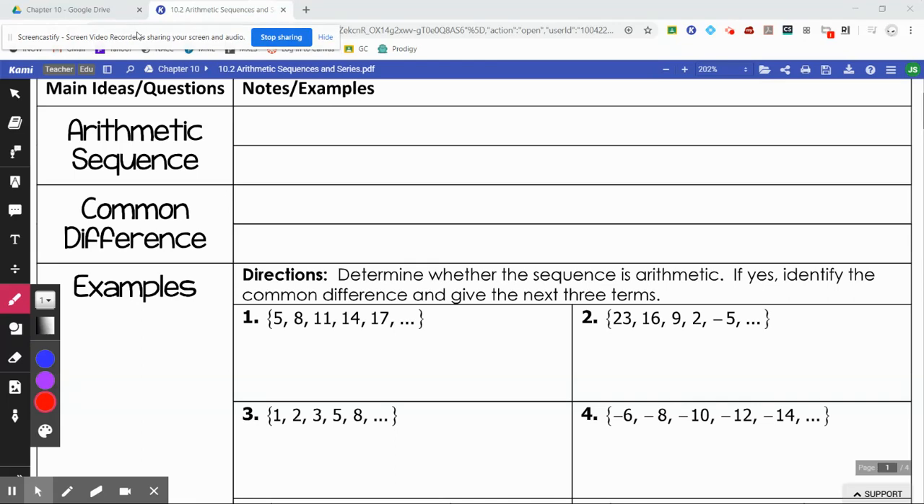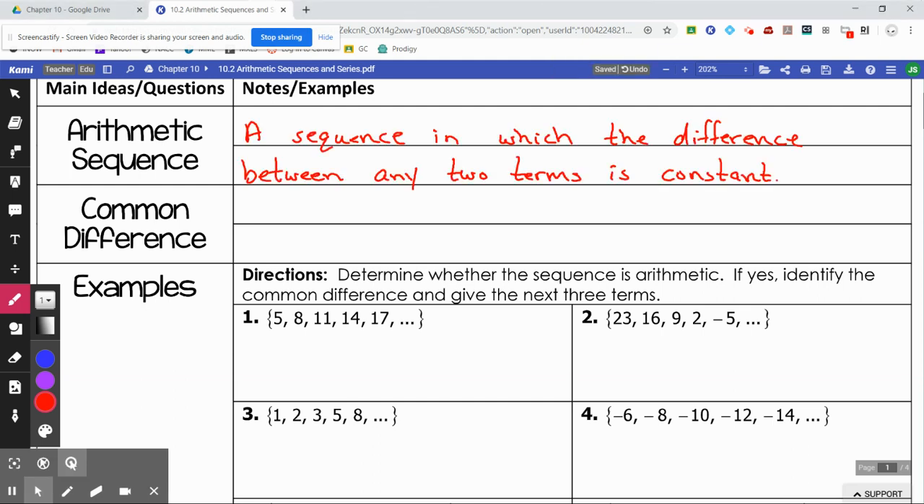Okay, in this lesson, we're going to be talking about an arithmetic sequence, a special type of sequence. So let's go ahead and define what we mean by an arithmetic sequence. A sequence in which the difference between any two terms is constant.